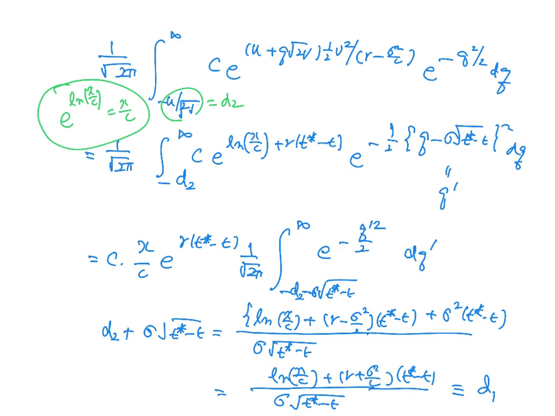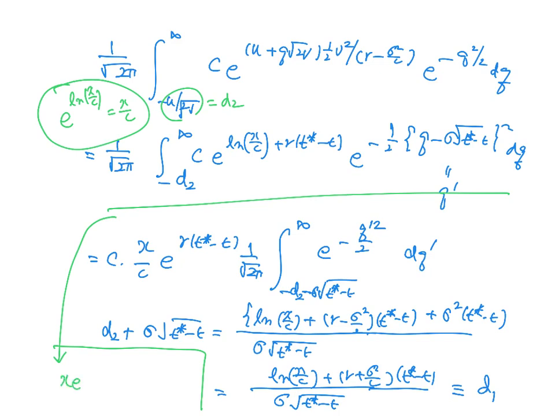So this integral actually becomes x times exponential r(t* minus t) over square root of 2 pi, integral from minus d1 to infinity of exponential minus q squared over 2 dq. And the second integral is the following.